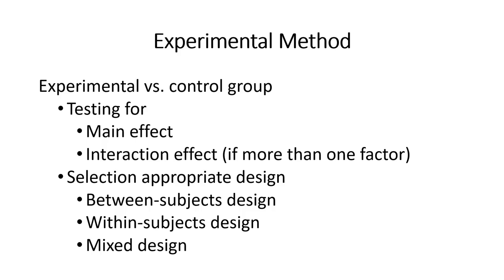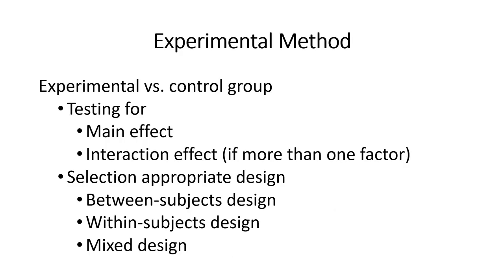Experimental and control groups. Experimental group tests for something called the main effect, which is the effect of interest. For example, in our driving situation, whether tactile feedback is better than no feedback is the main effect. And interaction effect is, it may so happen that under certain conditions of the road, for example, in low driving conditions, tactile feedback is good, but in high driving condition, it is as bad as no feedback. And so, these are called the interaction effect, if more than one factor is involved.